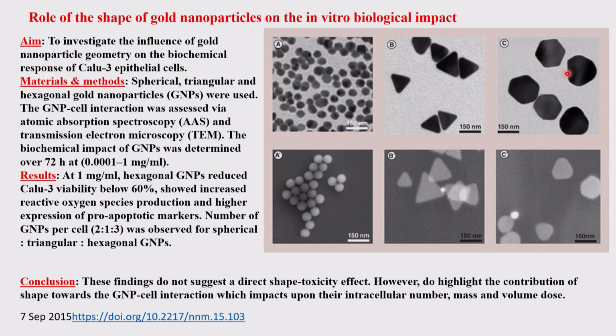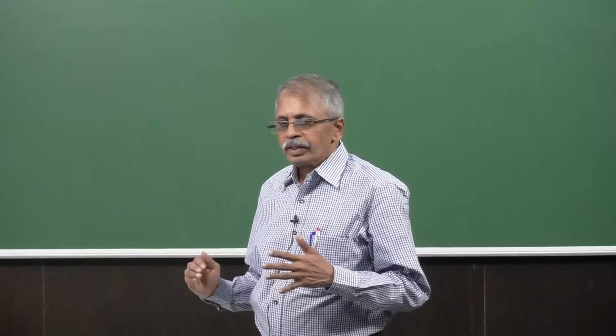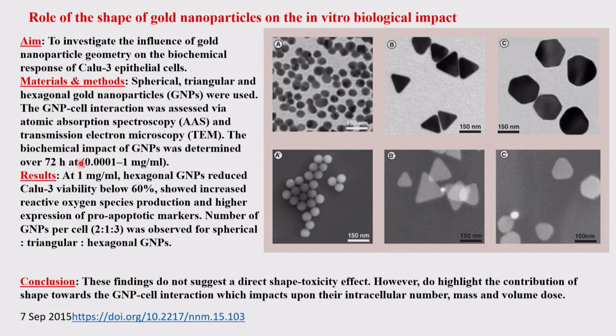So you can get all of them. And then the biochemical work has been done with an incubation of 72 hours. That is again not an important parameter, because we are comparing the results for all of them under the same experimental conditions, time, etc. So in this particular case, look at the results at 1 milligram per ml for all three types: the hexagonal, the triangular and the spherical.